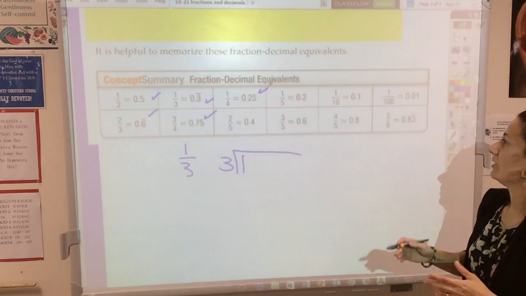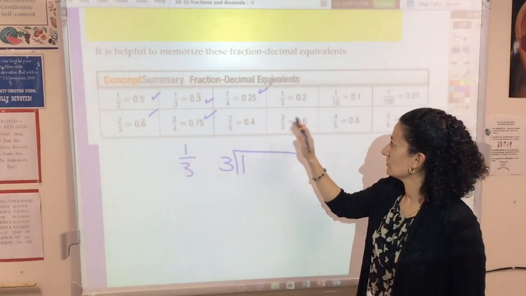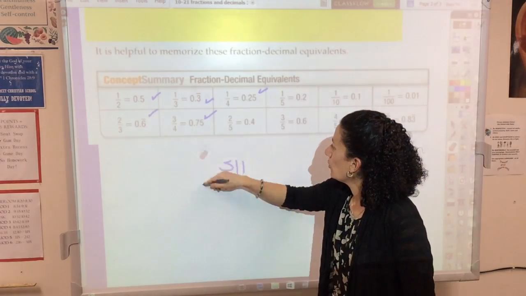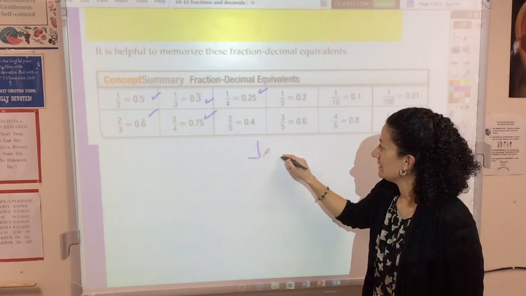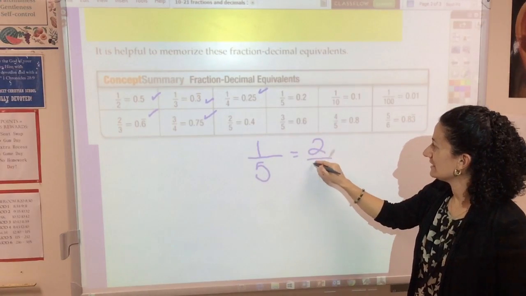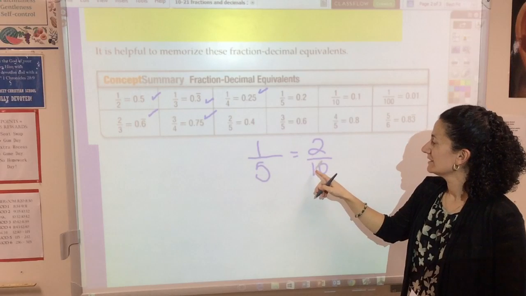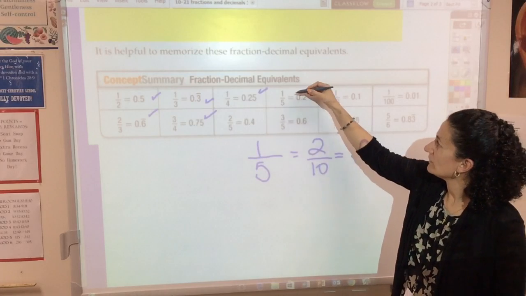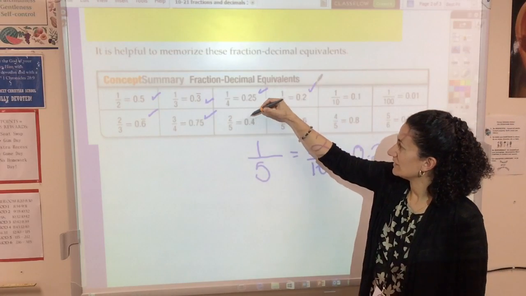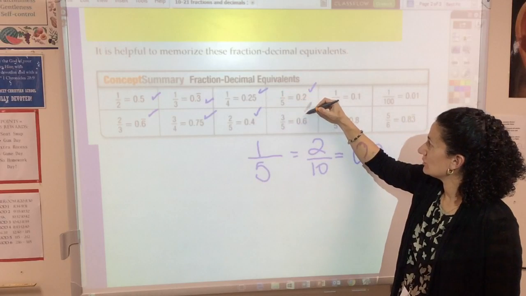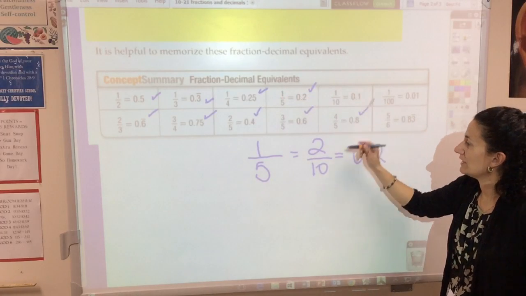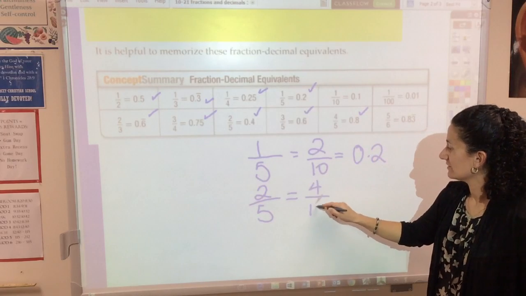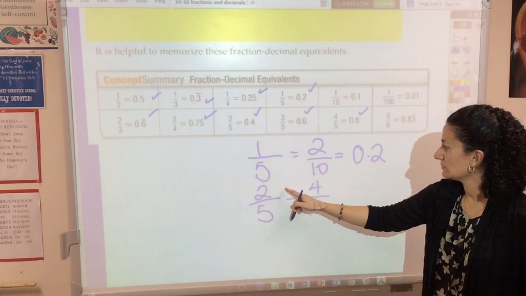A few minutes ago we saw a fifth. I think we saw, was it 2/5 or 3/5? It was one of the fifths. And fifths are pretty easy to memorize as well. 1/5 is the same as 2/10, isn't it, if we multiply by 2, which as a decimal is 0.2. So if 1/5 is 0.2, 2/5 is 0.4, 3/5 is 0.6, 4/5 is 0.8. Look, 2/5 is equal to 4/10. See, 5 times 2 is 10, 2 times 2 is 4.